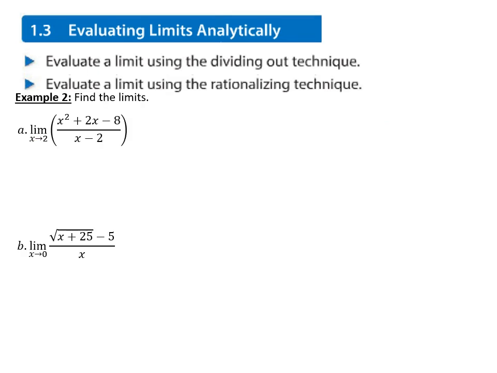Dividing out technique or rationalization. So dividing out, we take the limit as x approaches 2 of that rational function x squared plus 2x minus 8 over x minus 2. And we factor out the top. And notice we have an x minus 2 top and bottom, because I can't plug in 2 because I get 0. But right here, I have those common factors. I can cancel them.